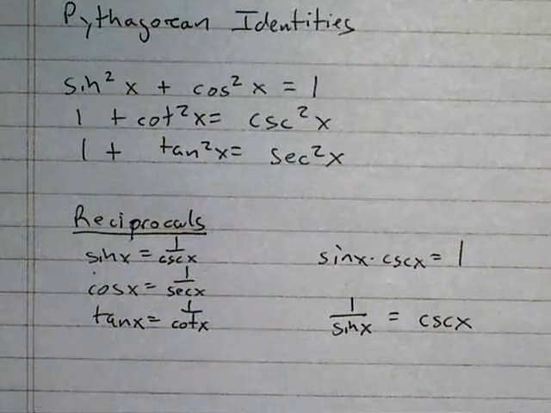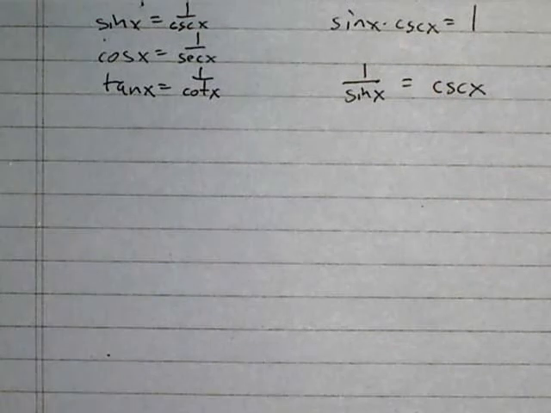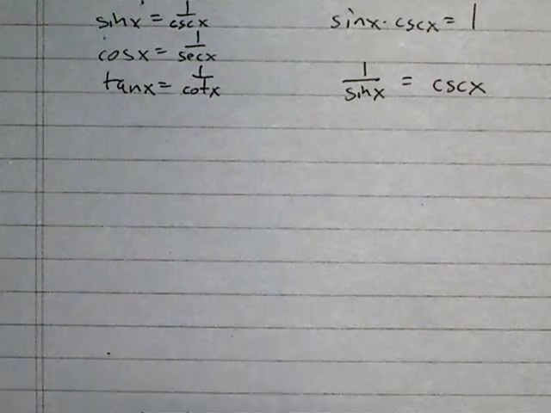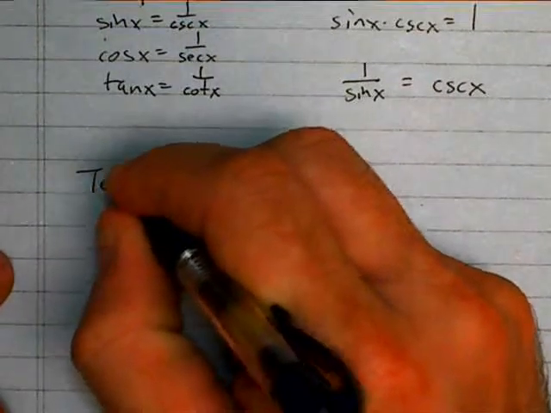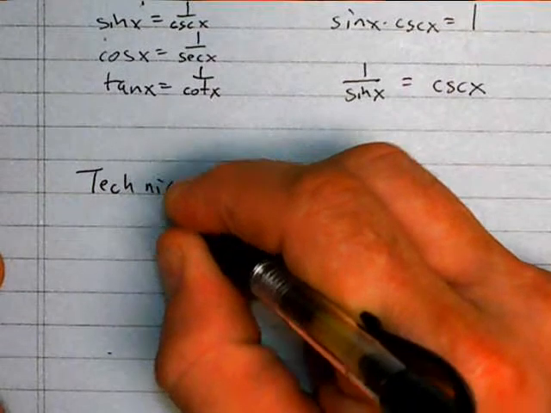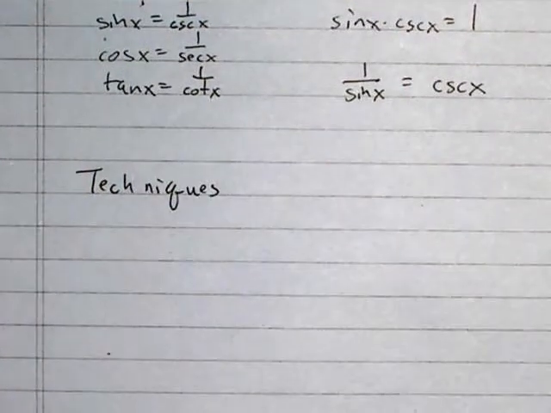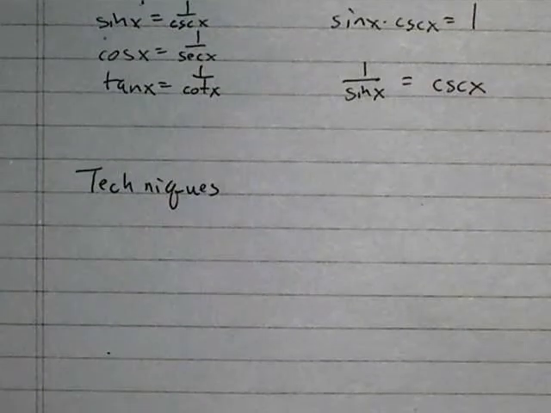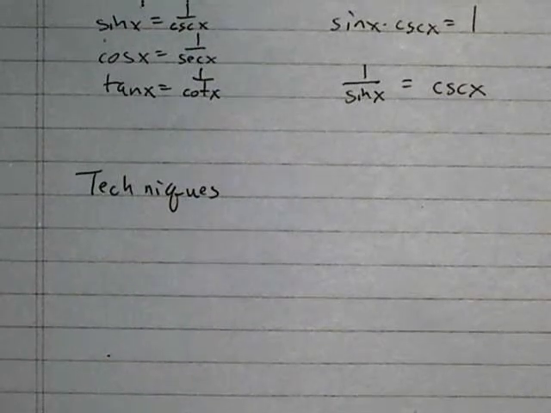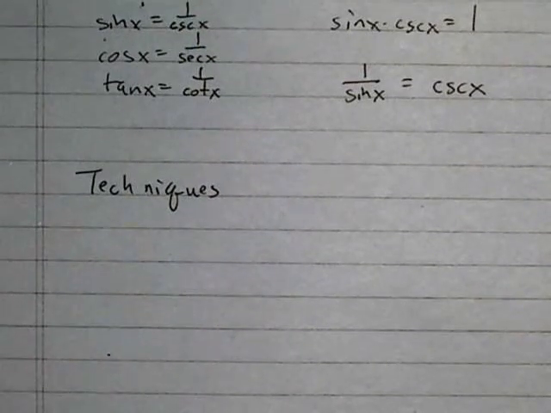So what else do you need to know? The next thing you need to know beyond these things, I believe, are your techniques. I'm just going to call them your techniques. You might want to have this written down, and as you do problems, this is your checklist of have I tried this, have I tried this, have I tried this. Most people understand the Pythagorean identities and the reciprocals. They just don't know what the first step they should take is.